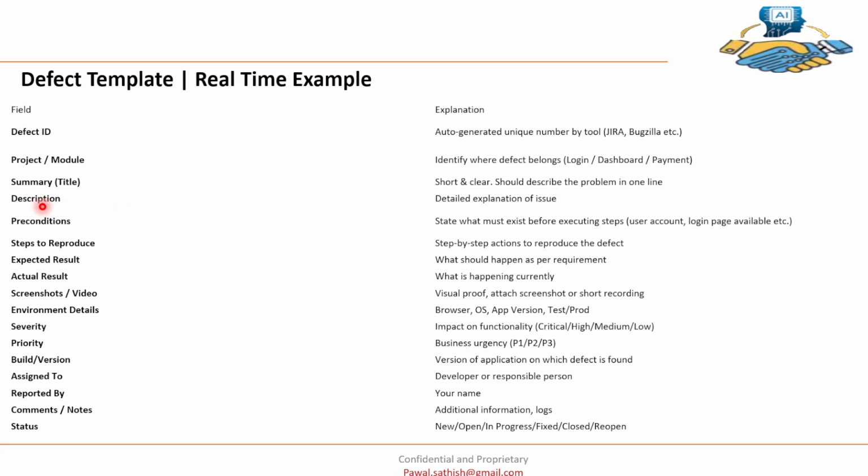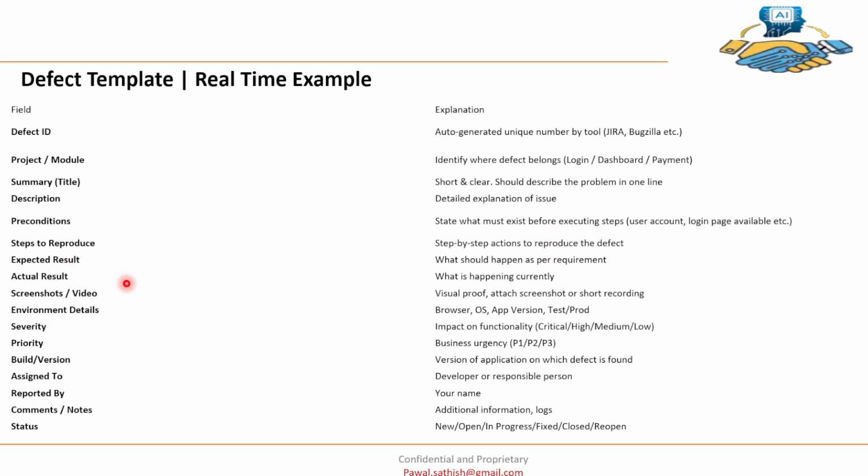Whereas in the description, we need to give all the details, the detailed steps on how we can replicate the issue. Steps to reproduce: here we mention step-by-step actions to reproduce the defect. For the steps to reproduce, if you have any precondition, we need to state what must exist before executing the steps. Like for a login screen, the application should be up. We will just mention it that way.